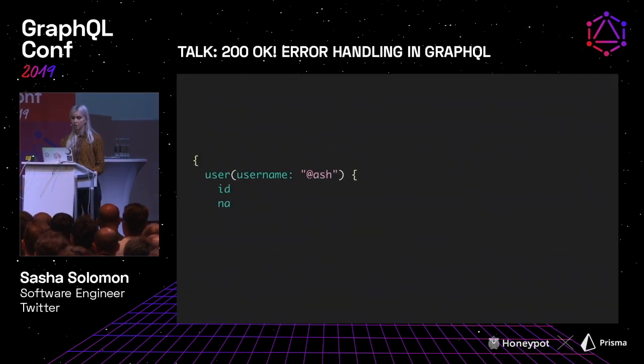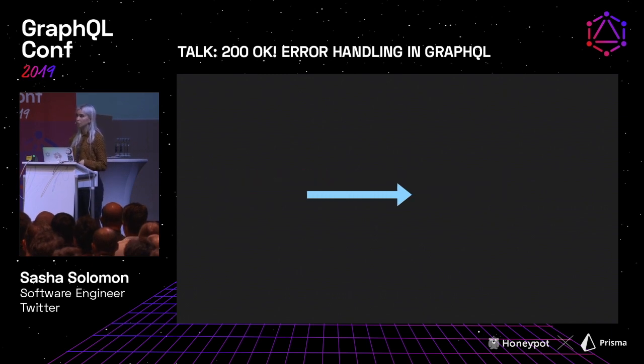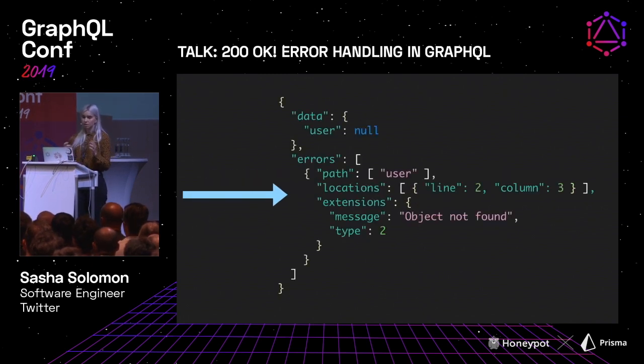So let's run another query. We'll ask for Ash again, our user, but let's look at what happens when something goes wrong. Let's run it, and so we got this data, user is null. And then we have this whole errors thing. We have this array, it's telling us the path, it's a user, the location, so it's trying to point you to where your error came from.